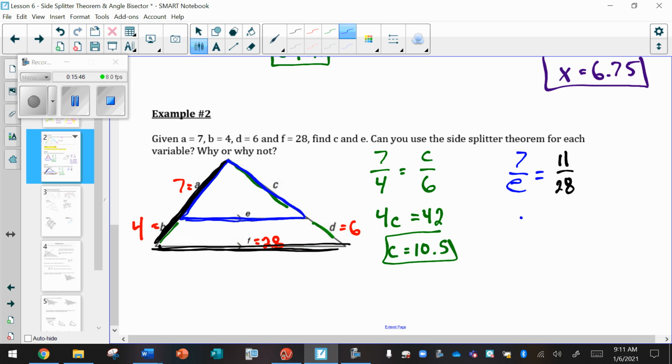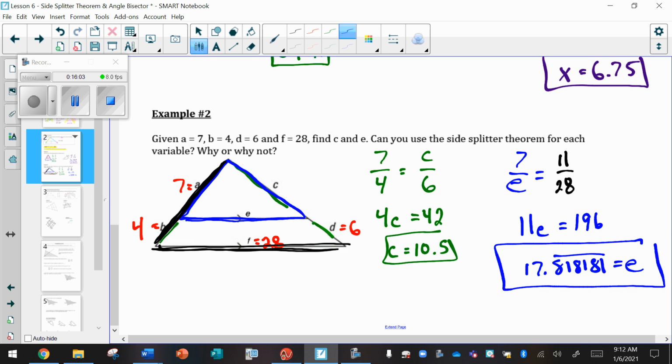So we have 11e, and then you do 28 times 7, which is 196. Divide both sides by 11, and we get a repeating decimal of 17.818181 over and over and over. And that is possible, and I know it's possible because we just did it, and that's what we got.